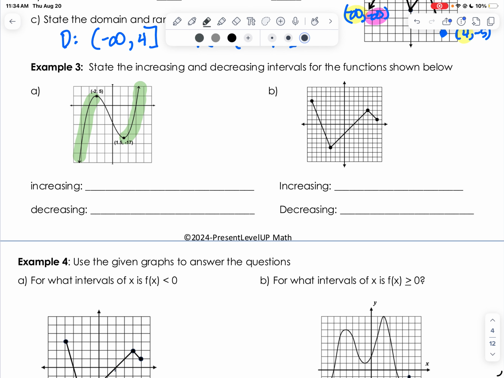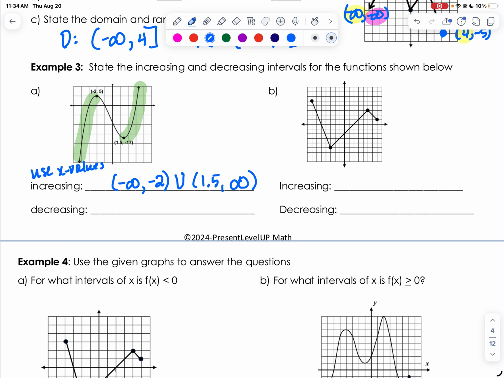So to write this in our notation, we're just using, let me write this down for you, the x values to describe increasing and decreasing intervals. So our x values, we're going from negative infinity to negative 2, and I'll use the union symbol here, 1.5 to positive infinity. So there's your increasing intervals.